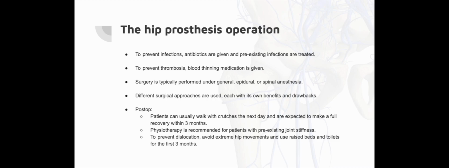Thrombosis prevention is another crucial aspect of hip replacement surgery. A routine peri- and post-operative anticoagulation regimen is typically implemented for 4 to 6 weeks to reduce the risk of blood clots. The surgical technique itself can be performed under general, epidural, or spinal anesthesia. The choice of surgical approach, either posterior-lateral, lateral, or anterior, depends on the surgeon's preference and the patient's anatomy.